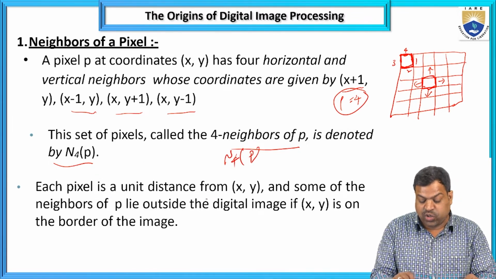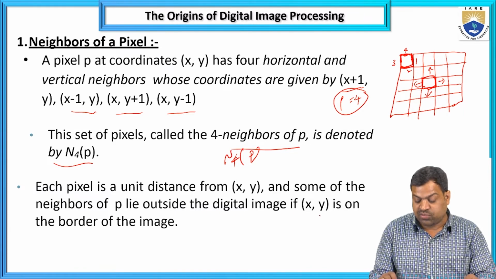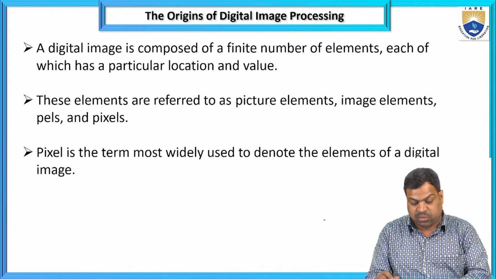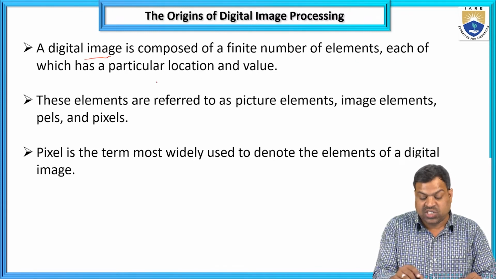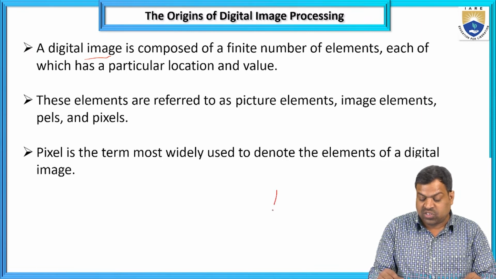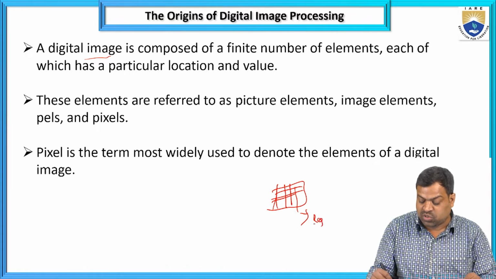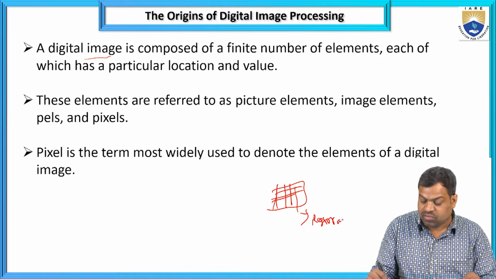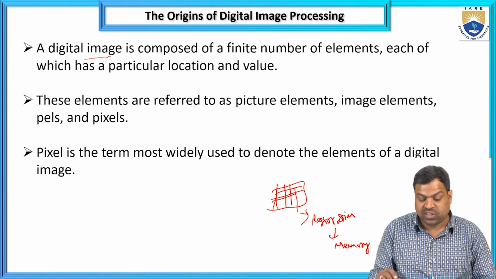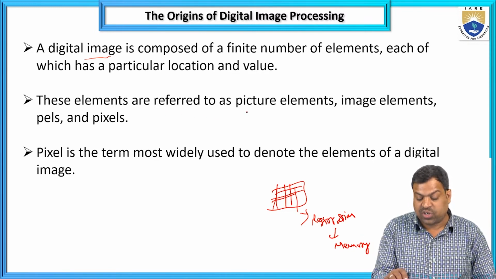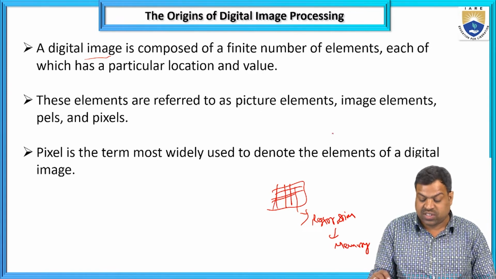Each pixel is a unit distance from x comma y, and some of the neighbors of P lie outside the digital image if x comma y is on the border of the image. Suppose a digital image is composed of a finite number of elements, each of which has a particular location and a value. Every image that we are storing definitely needs some restoration or memory. These elements are referred to as picture elements, image elements, pels and pixels.